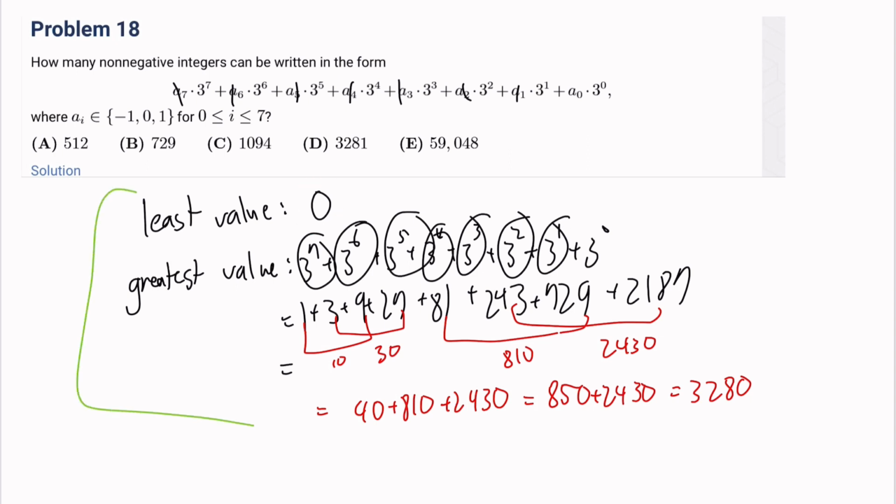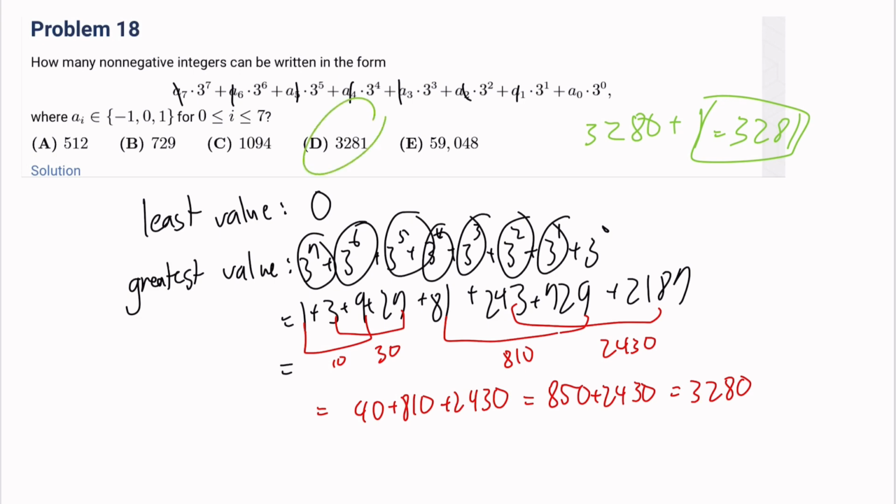And we know that all of the values between 0 and 3280 are possible, because this is just like a base 3 number, with like -1 acting as the 2, right? And so this is just equal to a base 3 number. So every value between 0 and 3280 is possible. Therefore, we do 3280 plus 1 for the 0. So that's 3281. The answer is D.